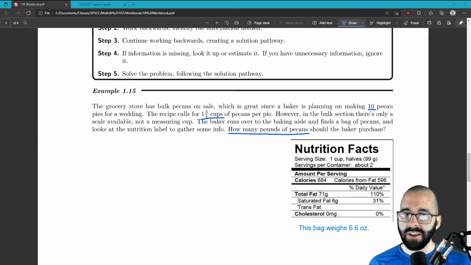So there's unnecessary information too, right? We don't need to know how many grams of fat there are in these pecans. We don't care about how unhealthy these pecan pies are. We just want to make them. Okay? We don't care about the cholesterol.